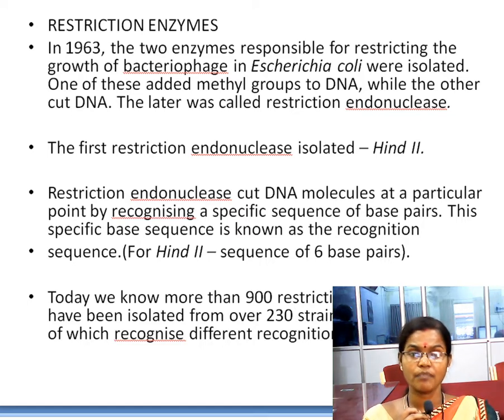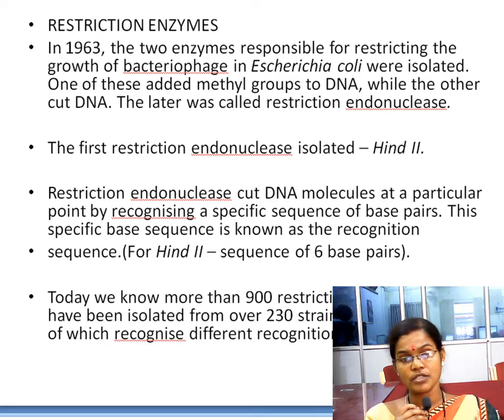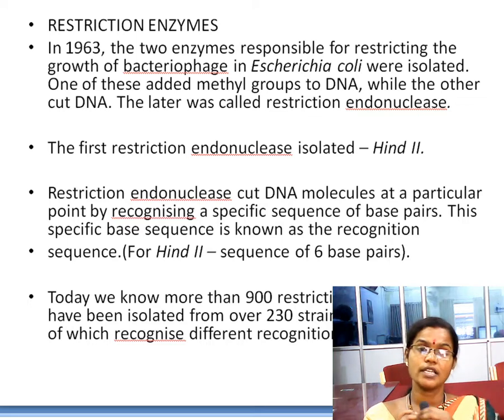Expand REN: restriction endonucleases, a 1 mark question. Then which enzyme was discovered first as an REN? That is HIND2, extracted from Haemophilus influenzae. How many restriction endonucleases were discovered? 900, from 230 strains of bacteria. Well, this is the introduction of the restriction endonuclease enzyme.